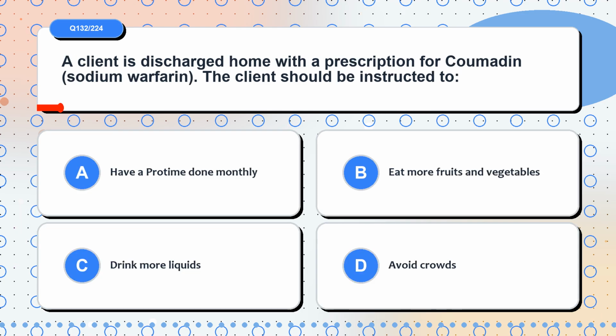Question 132. A client is discharged home with a prescription for Coumadin, sodium warfarin. The client should be instructed to... Here are the options. Option A. Have a protime done monthly. Option B. Eat more fruits and vegetables. Option C. Drink more liquids. Option D. Avoid crowds.